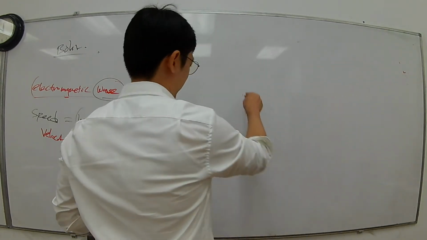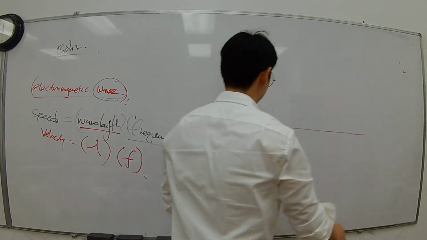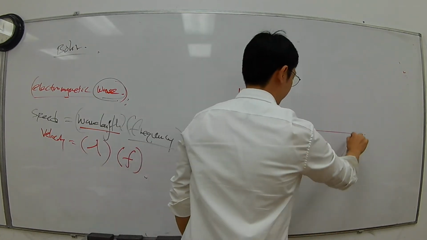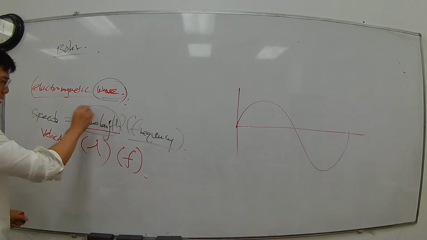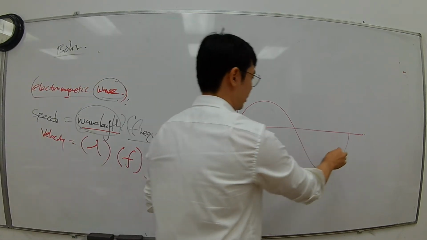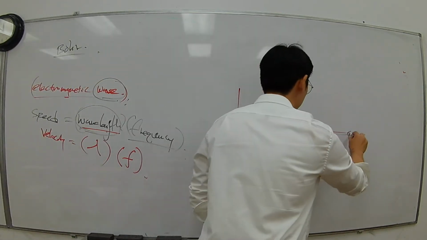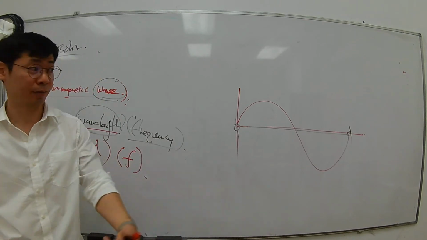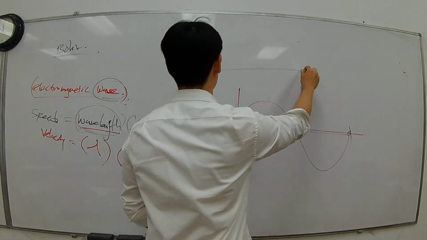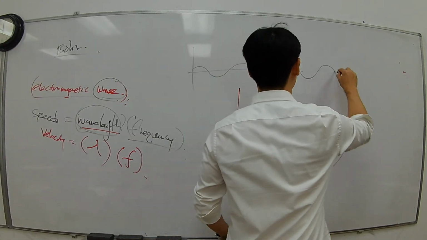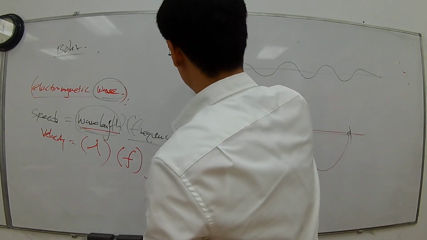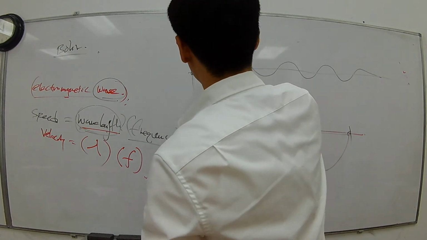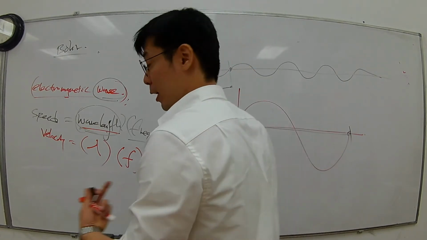I don't know if you guys know trigonometry, but a wave looks like a sine curve. That's what a wave looks like. So wavelength is what? The length in meters of one full wave. That's what we call wavelength. A wave looks like this, and wavelength is the distance of one full wave from here to here.